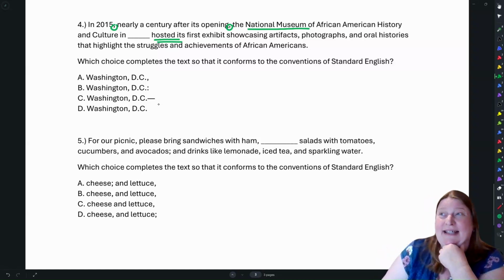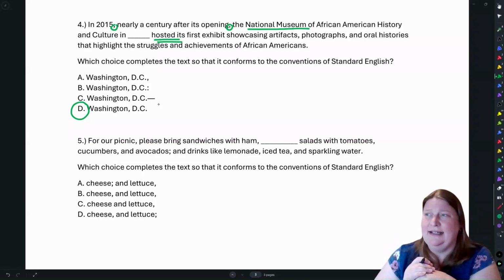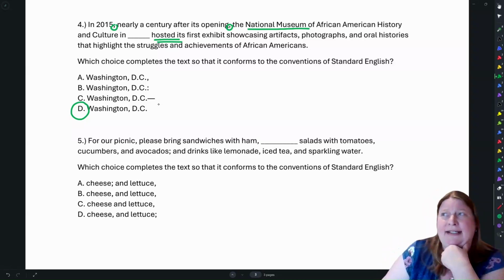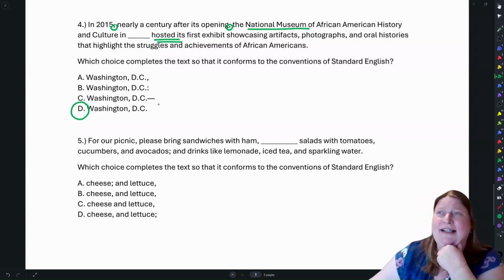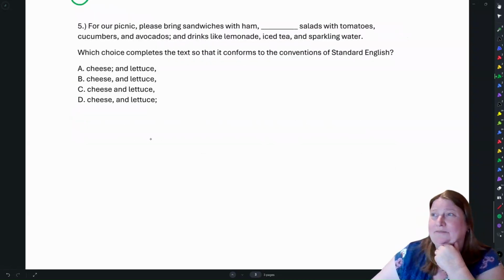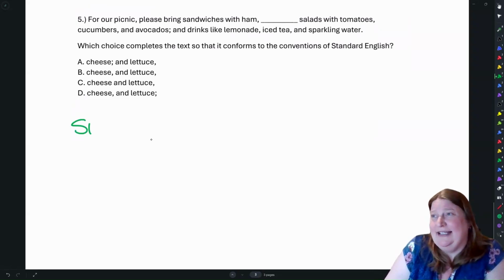So we're going to go with D. No punctuation needed, other than the punctuation in that name of Washington, D.C., which, as you can tell, is the same in every option. It was the comma, colon, dash, or nothing that we were comparing here. The answer was the nothing, no punctuation. All right, last question. This is a super list.